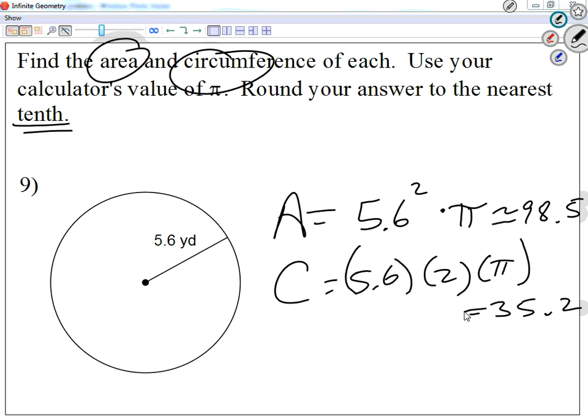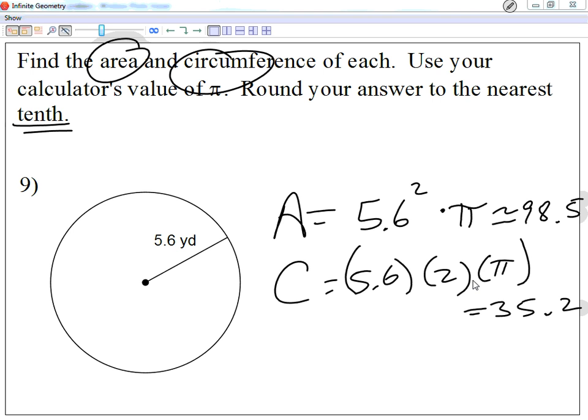I round it to 1 decimal place. So 35.2. So that's the area, and that's the circumference. For area, it's radius squared times pi. Circumference is diameter times pi. Okay. Any questions on the front side of your paper?